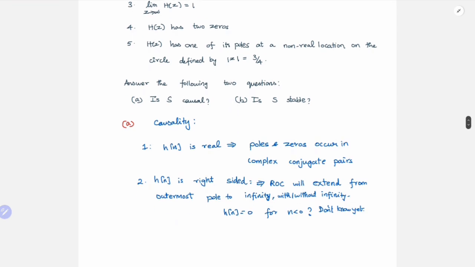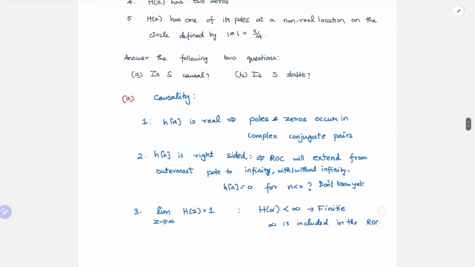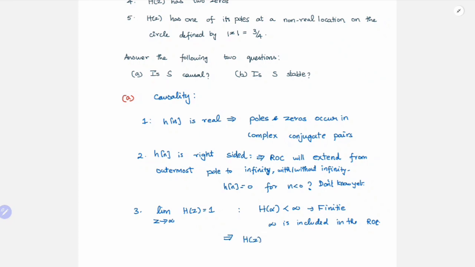So let us move on to the third one. I think this gives us that information. Limit z tends to infinity, h of z equal to 1. So if you see, your h of infinity is less than infinity. So it is finite. So infinity is included in the ROC. Which implies that your h of z, or the system, is causal.